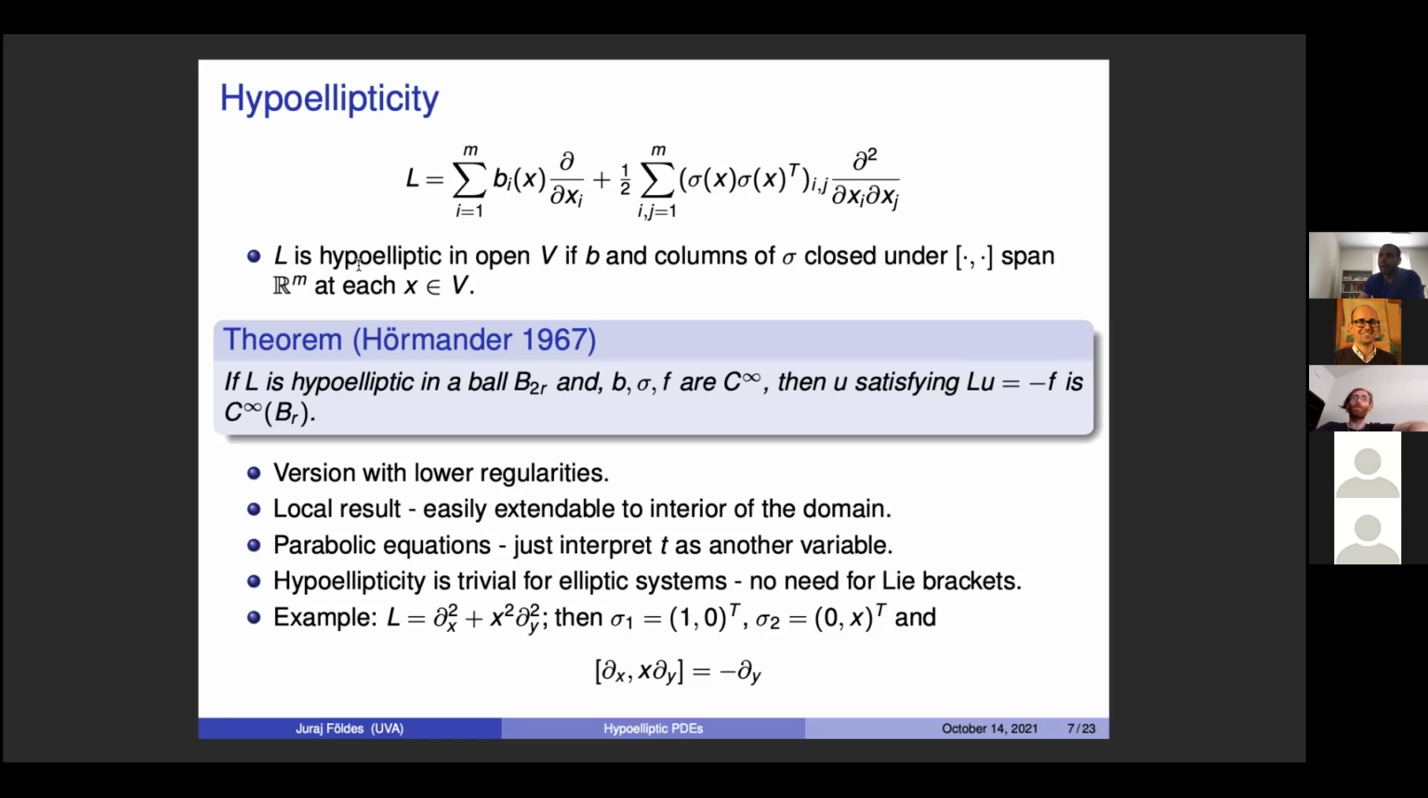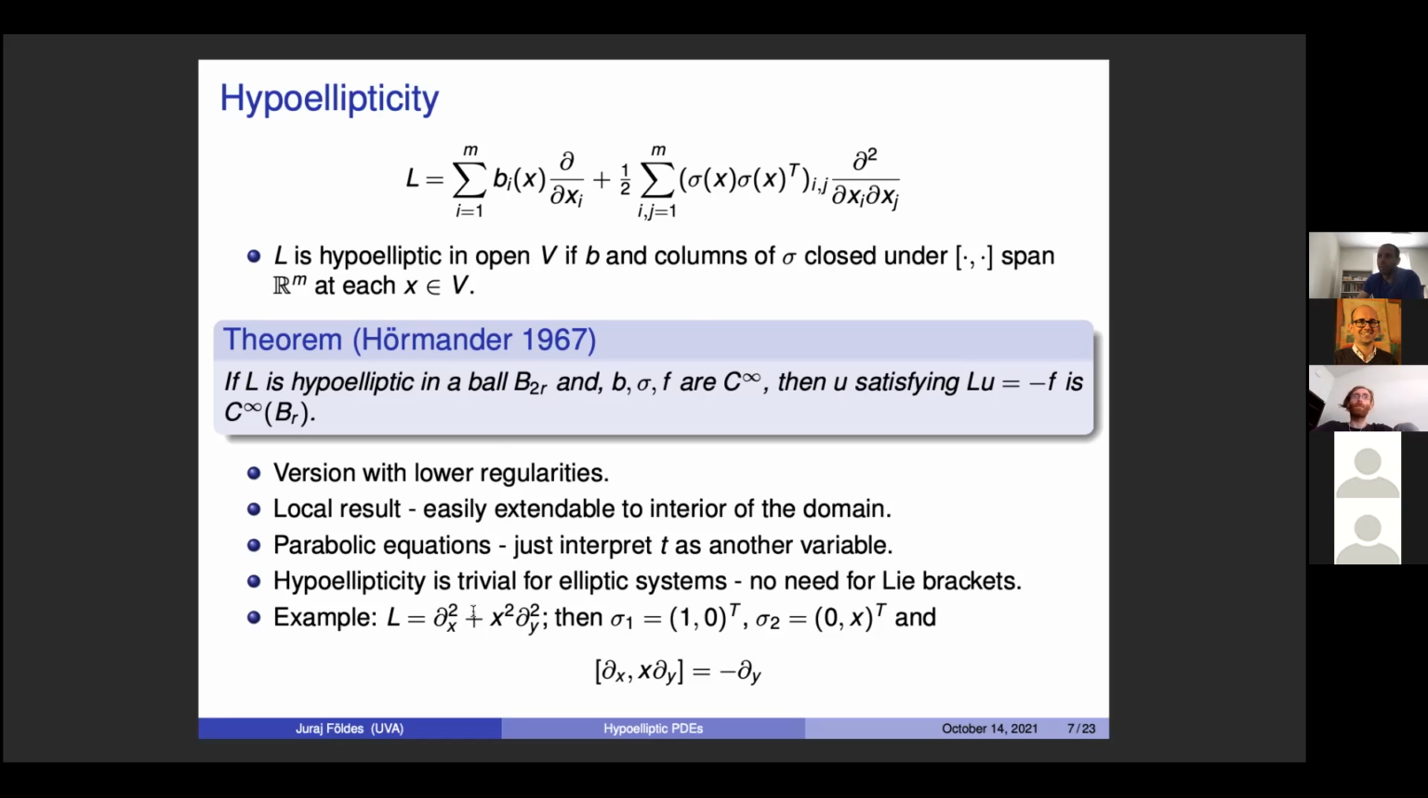Just a remark, this hypoellipticity is completely trivial if we have ellipticity, if the columns of sigma span the whole space. Then actually we don't need any Lie brackets. We are spanning the whole space, so we have enough mixing. So everything is trivial. The classical solvability for elliptic equations just follows from this Hörmander theorem.